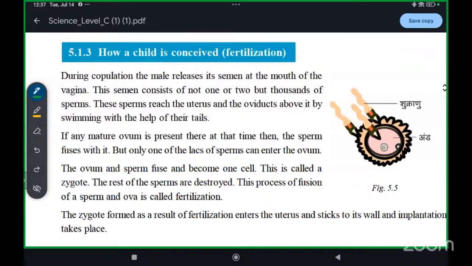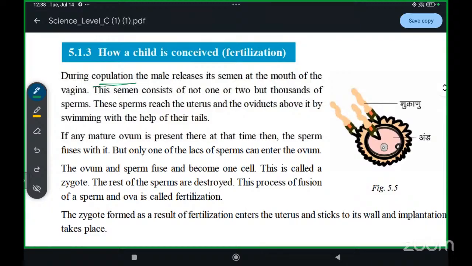During copulation, meaning the coming together of a male and female reproductive organ, the male releases its semen at the mouth of the vagina. The semen consists of not one or two, but thousands of sperms. These sperms reach the uterus and the oviducts above it by swimming with the help of their tail. Like I told you, they have to move along with the semen, so the tail helps them to move.